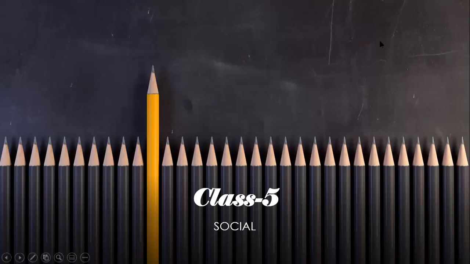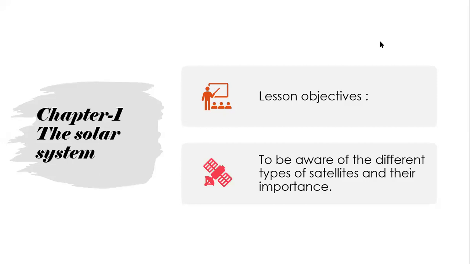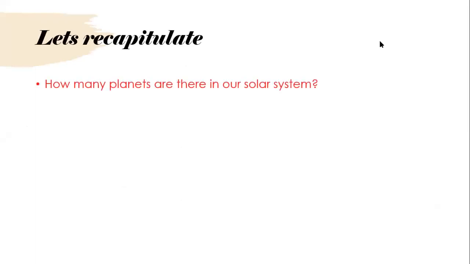So today we are going to learn about the solar system, where we will be having an awareness on the different types of satellites and their importance. So what are these satellites? In our previous class, we studied about the sun, the planets, and the stars, right? The heavenly bodies. But today we are going to learn something about the satellites.